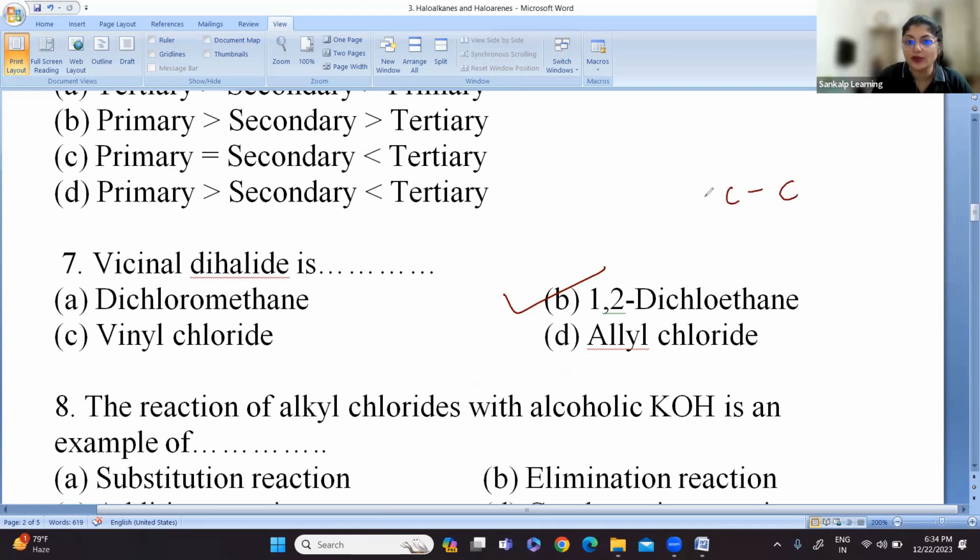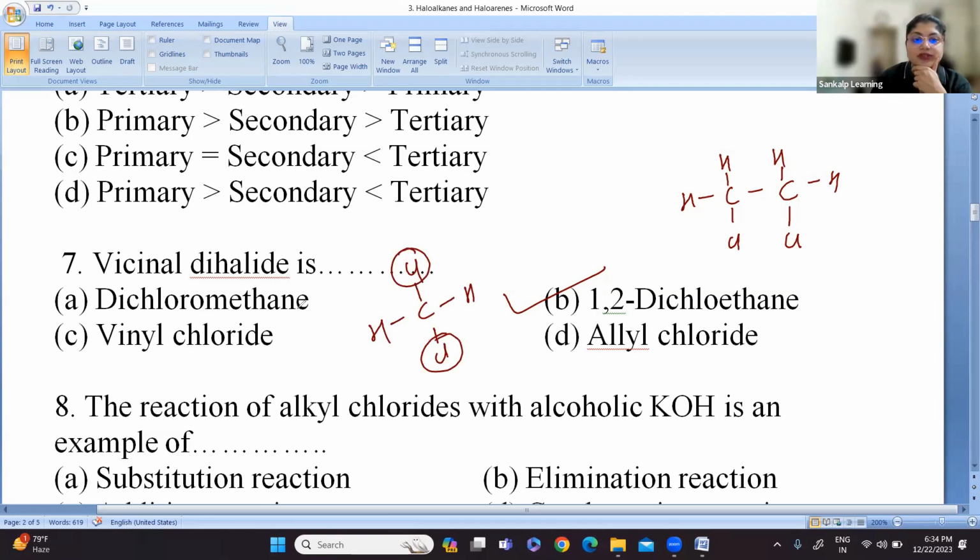1,2-dichloroethane, so like this. This is ethane, so at position one and position two you have your chloro groups. So it is 1,2-dichloroethane. Dichloromethane is like this. On the same carbon atom, so this is wrong. Dichloromethane, this is the structure, so on the same carbon atom two halogen atoms, so these are geminal dihalides. This is the example of geminal. And 1,2-dichloroethane, this is the structure, so on the adjacent carbons two halogen atoms are attached.